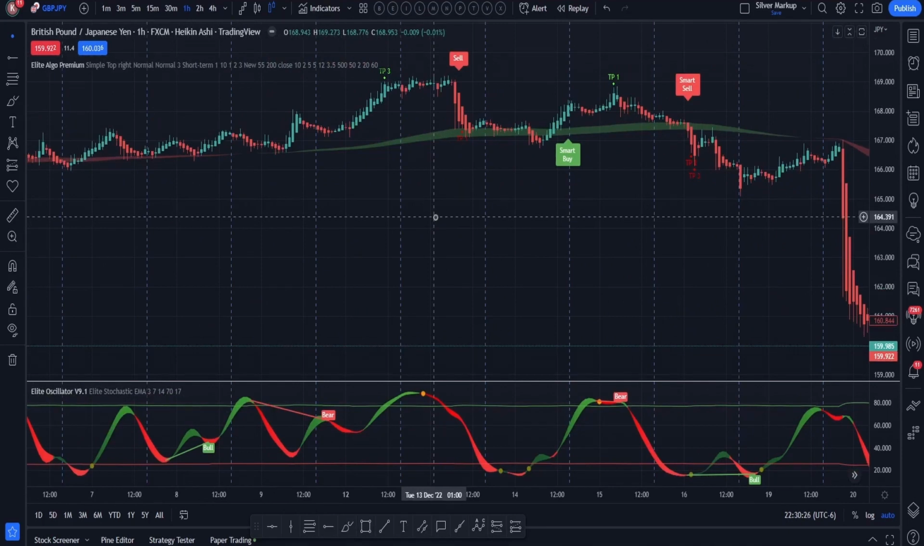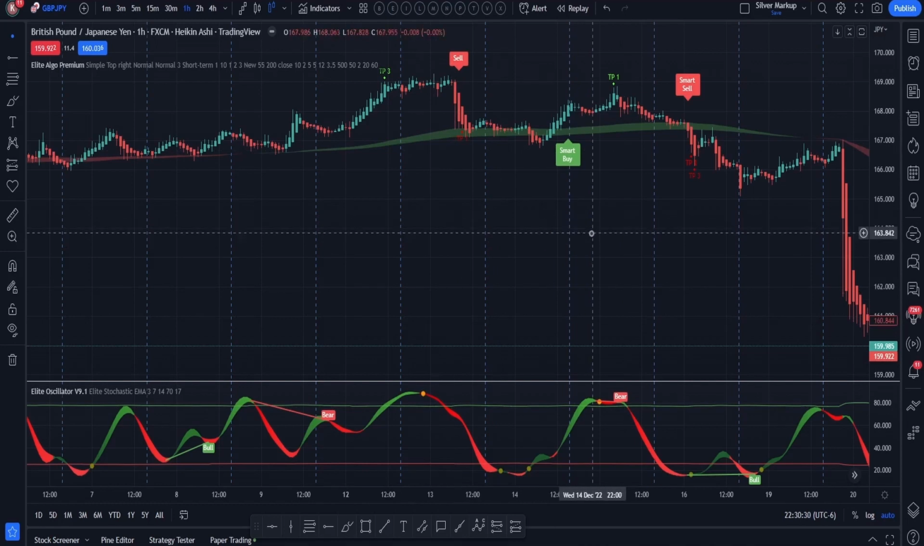I know I use the dark mode. Some people may use the light mode where there's a white background here. But all in all, it'll look similar to this. Now, this is how we set it up.